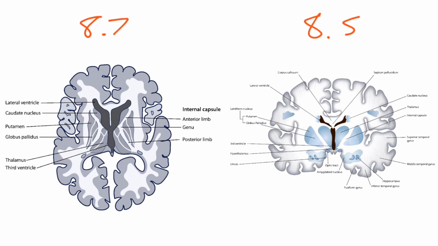So on the left, we have the caudate nucleus right here. Then we have the putamen right here. We have the globus pallidus externus and globus pallidus internus. And on the right, we have the caudate nucleus right here, and we have the putamen right here. And then we have the globus pallidus externus and internus.